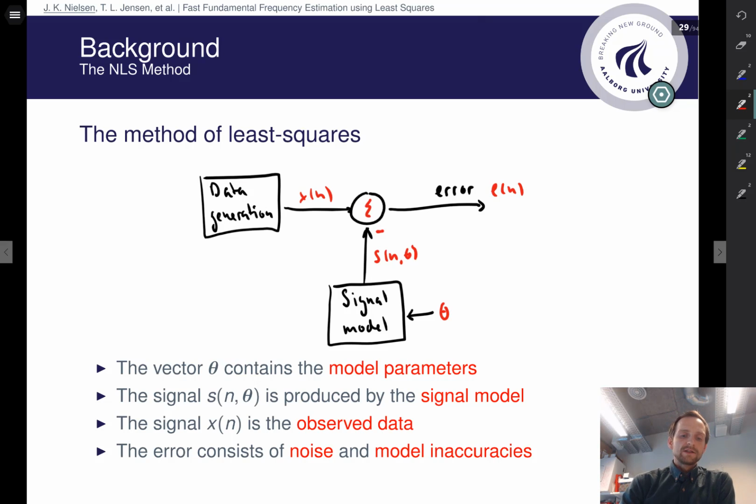So in least squares, we have some kind of data generating process that will produce x of n. And then we formulate some kind of signal model for the data that we observe. I'll call this s of n, theta. I included theta here just to make it explicit that the signal model depends on some model parameters. Then we subtract the signal model from the data that we observe, and we get the error. The least squares principle is to minimize the squared error, or find the parameters theta that will minimize the squared error.